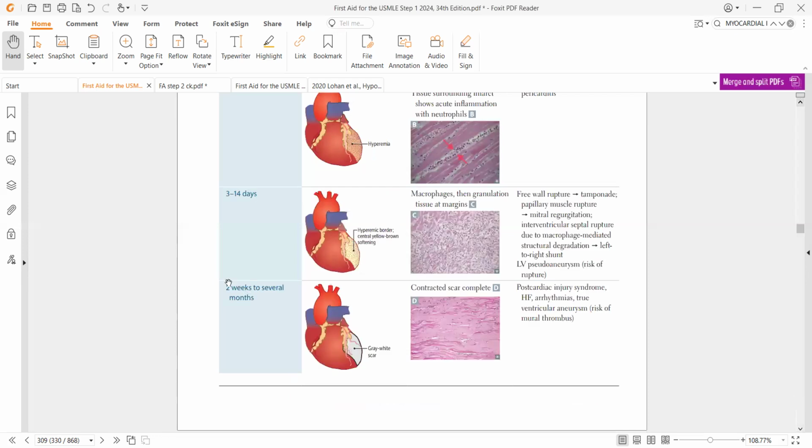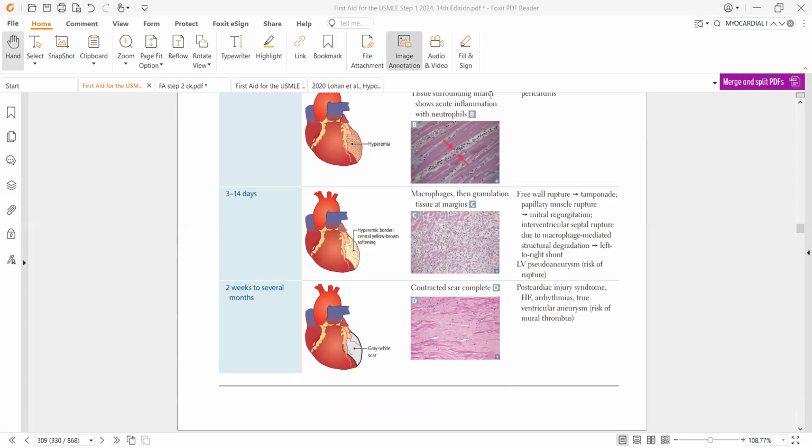Okay, from 2 weeks to VSD. In VSD, is the shunt left to right or right to left? It's left to right. Yeah, you are right.